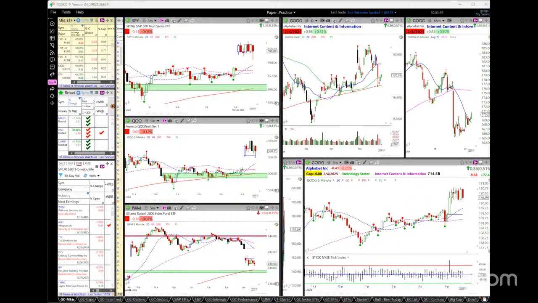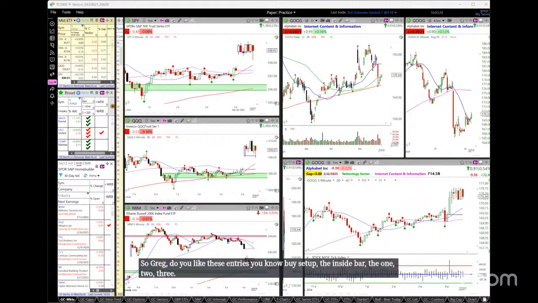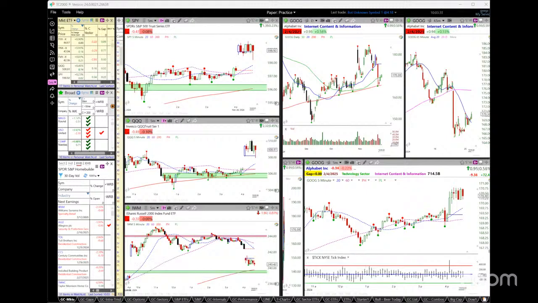All right, Alex, you're UNH now. Getting interesting. So, Greg, you like these entries? You know, buy setup, the inside bar, the 1, 2, 3. It's just with an intraday base. Let's buy setup on support. So you want a half a lot over this prior 15-minute bar high? No, why? No.